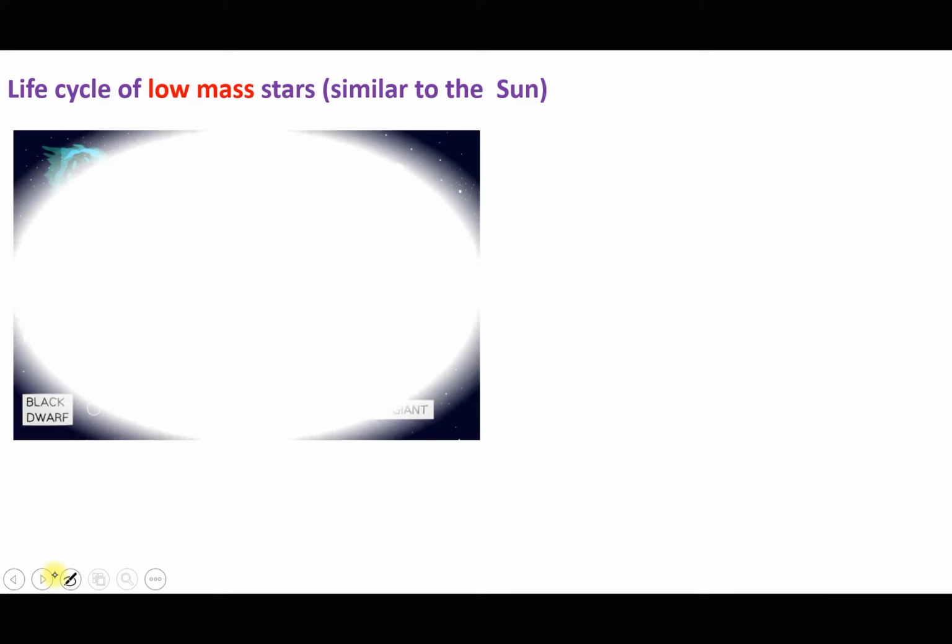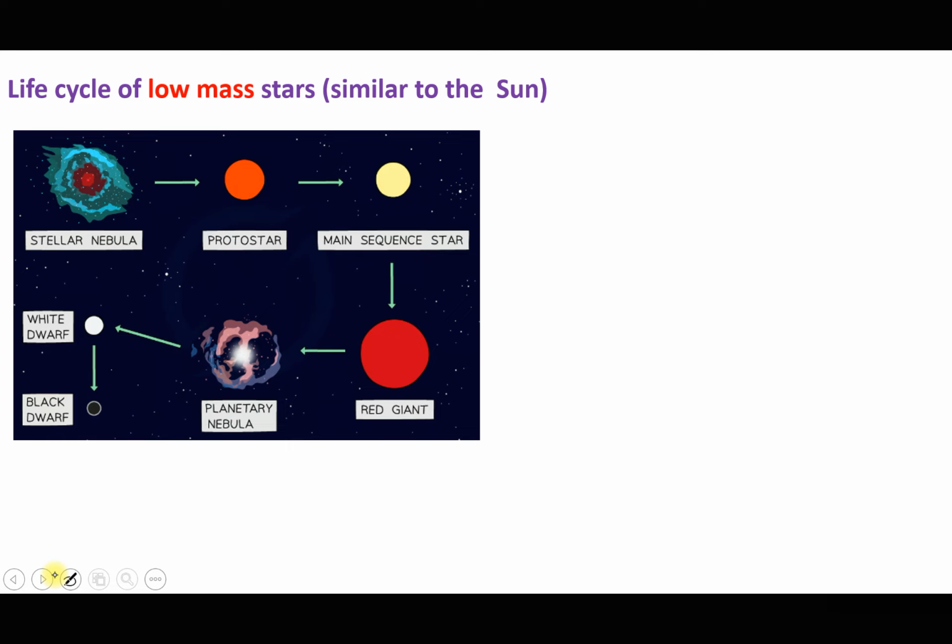So our sun is a low mass star, and like we said, we start with the interstellar cloud, which is a nebula or the molecular cloud. Then it becomes a protostar, where when it initiates fusion, it becomes a stable star, which goes to the main sequence. So here it is stable. And because it is a low mass star, it will become a red giant. Then when it runs out of fuel, it becomes a planetary nebula, which later on becomes a white dwarf or a black dwarf.